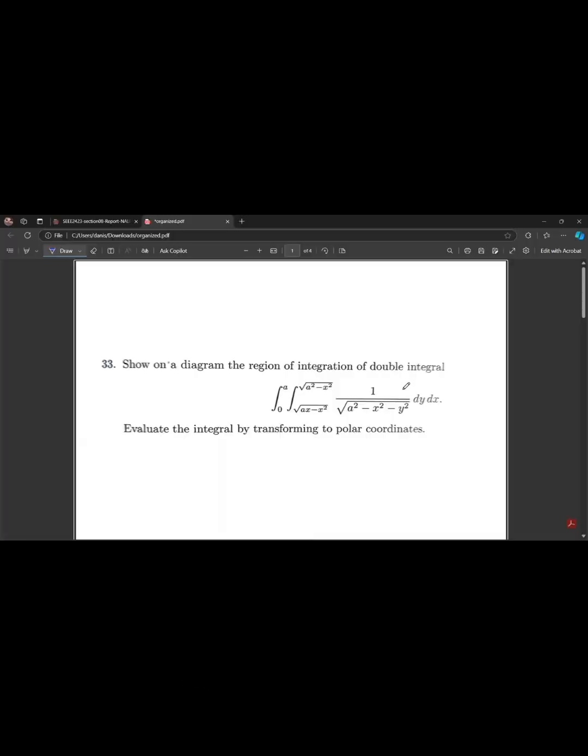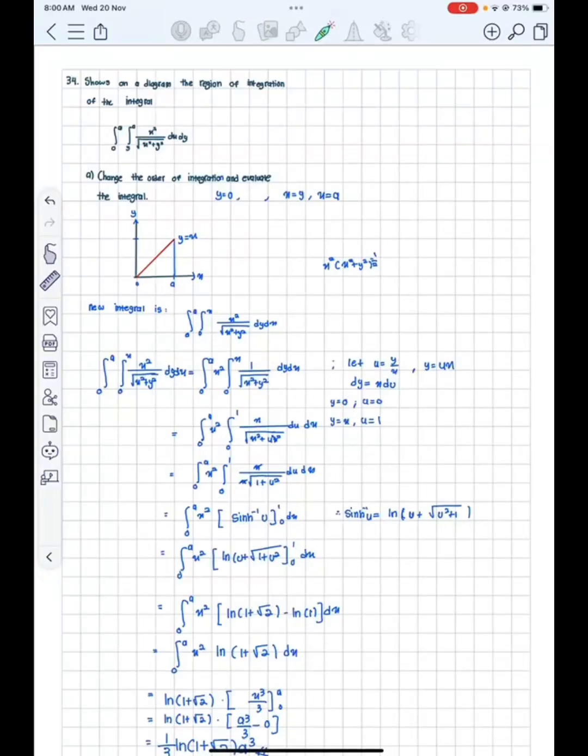Hi, Assalamualaikum. So we will discuss the solution for question 33, where they ask us to evaluate the integral by transforming this to polar coordinates. So for the question, we know that the y limit is square root of a squared minus x squared and square root of ax minus x squared, and the x limit is a and 0. So for now, I'm going to show you question 34.